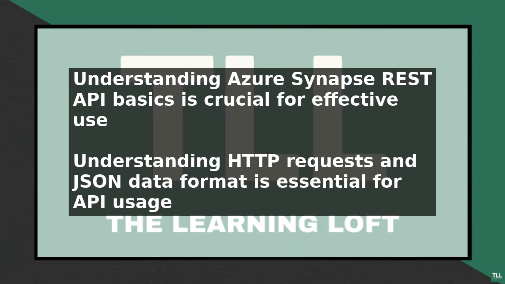First, it is crucial to understand the basics of REST API, including HTTP requests, JSON data format, and authentication methods. Azure Synapse REST API uses OAuth 2.0 for authentication, which involves registering an application and obtaining an access token.